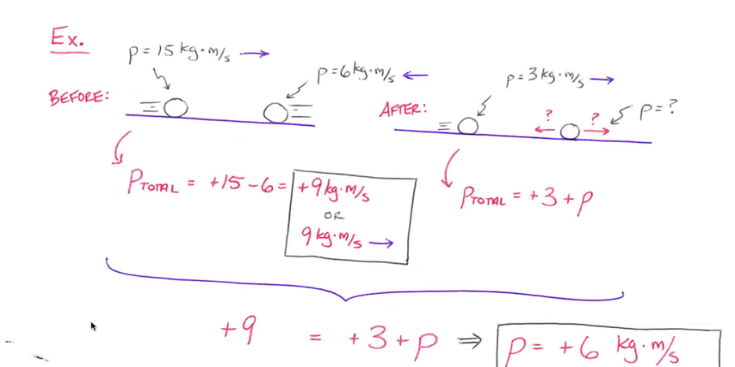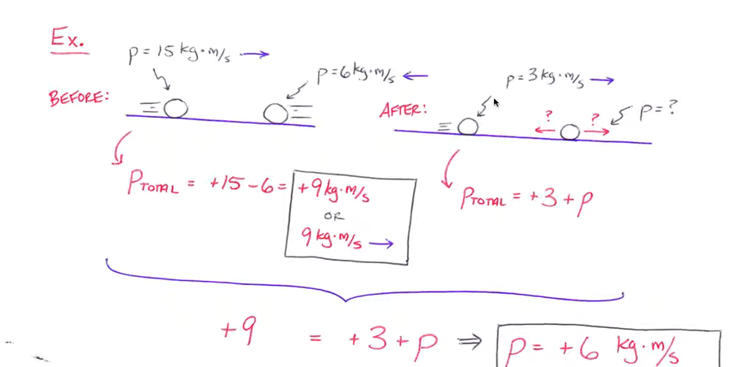So just to show a real quick example again to explain how I got these numbers. Before, I have an object that has a momentum of 15 kilogram meters per second to the right, and I have an object that has 6 kilogram meters per second to the left. They're about to collide with one another. So if I look at my momentum before, I have 15 to the right, I have 6 to the left. So my total momentum before is positive 9 kilogram meters per second, or another way to say that is 9 kilogram meters per second to the right.